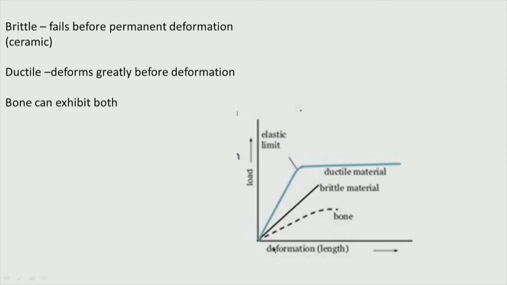Once again in this picture you can see this is a ductile material, this is a brittle material, this is the bone. Brittle fails before permanent deformation like ceramic, ductile deforms greatly before failure. Bone can exhibit both. So, a brittle material will not show any ductility, it will fail.